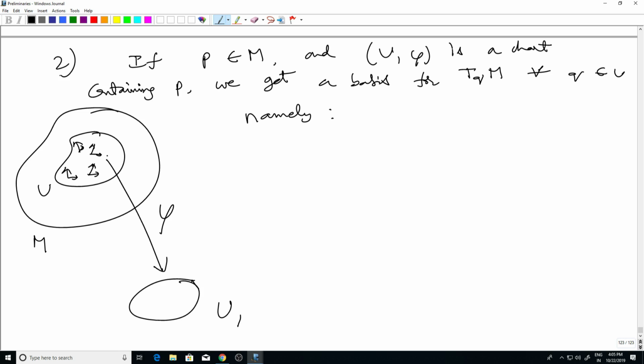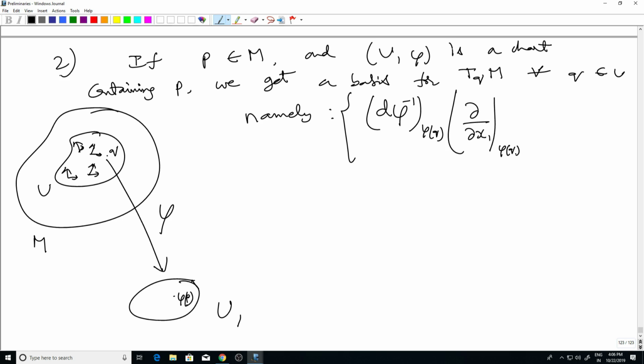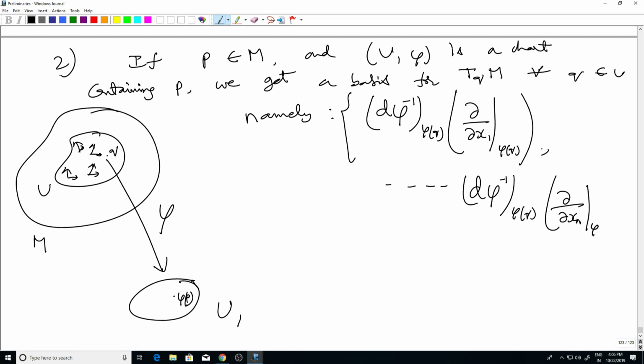Namely, I look at d phi. So this is the point Q and this is phi of Q. d phi inverse at phi of Q, then I look at this derivation d by dx1 at phi of Q. This is one single vector, and so I'll get n vectors like this: d phi inverse at phi of Q of d by dxn at phi of Q.